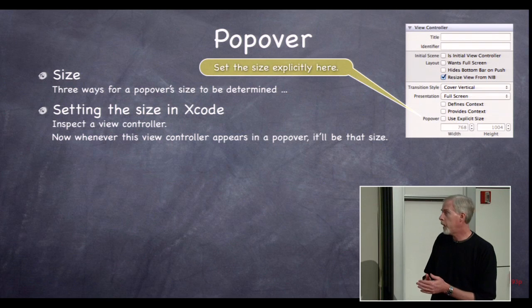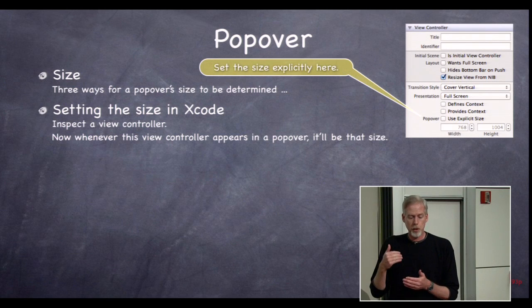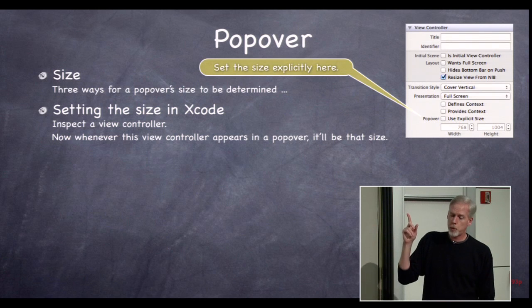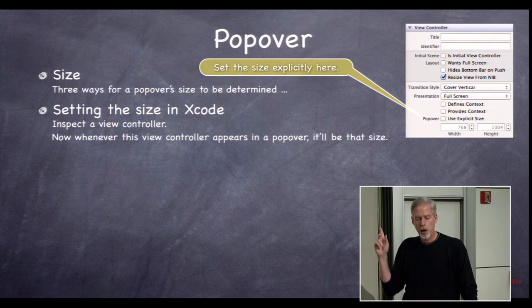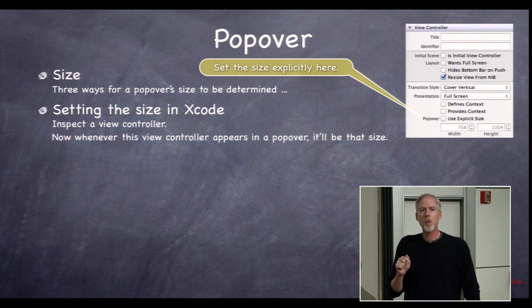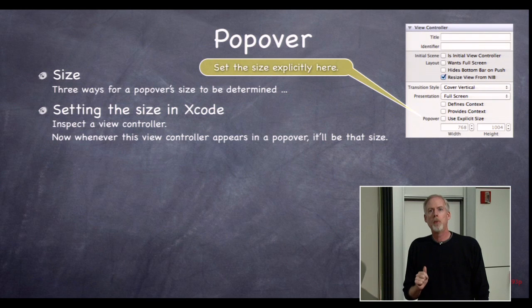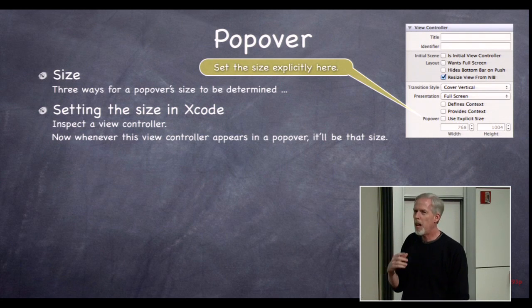Okay, if you pick a view controller and you inspect it, in the attributes inspector, you're going to see at the bottom there's a little switch called popover. And if you switch that on and say use explicit size, you can specify the size that that view controller will be when it's in a popover. Whenever it's in a popover, it will be that size. Okay? But that's a little restrictive.